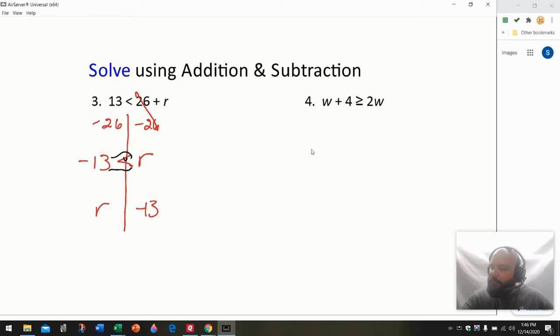So since that variable is the one being chomped on, whenever you flip-flop these around, the inequality sign also needs to be flip-flopped. This is much easier to understand. It says r is greater than negative 13, so we need numbers bigger than negative 13. I would like you to flip-flop them around so the variable is written first.